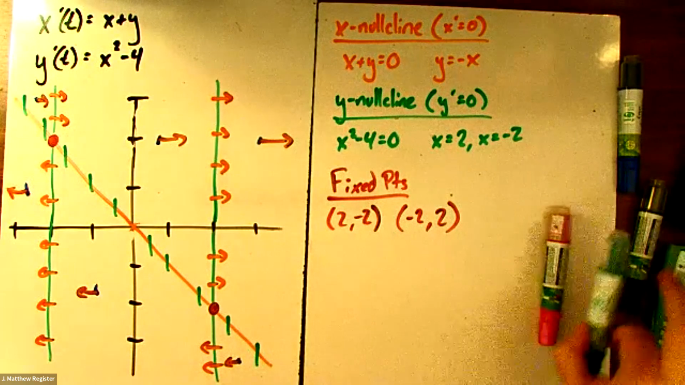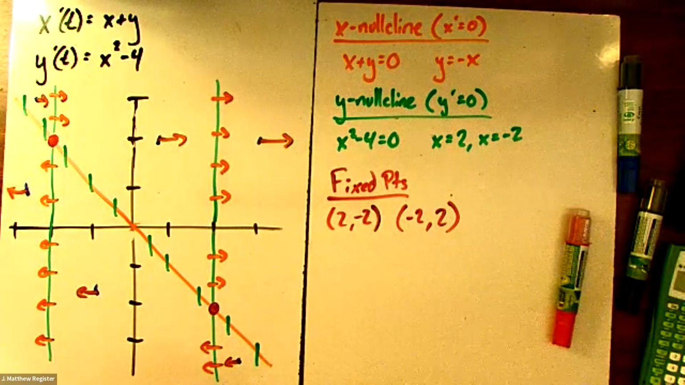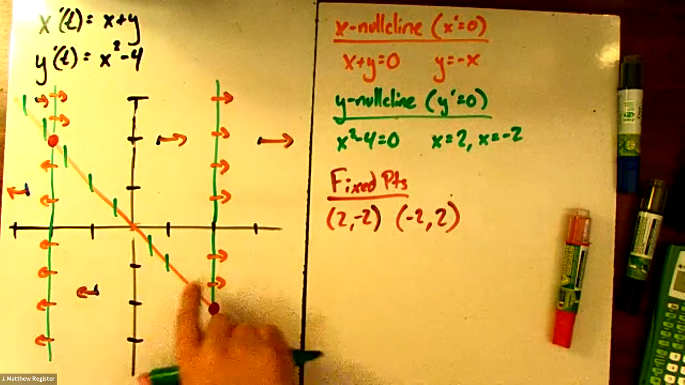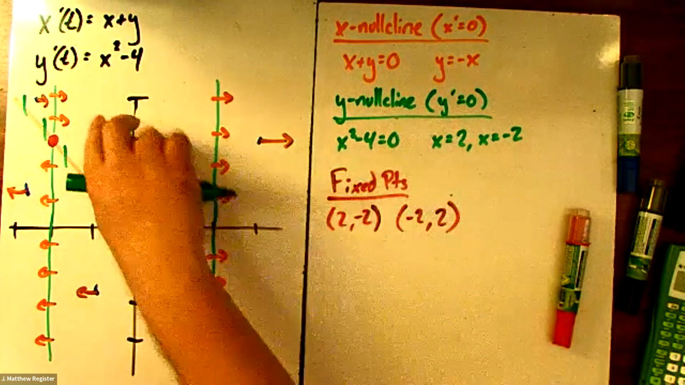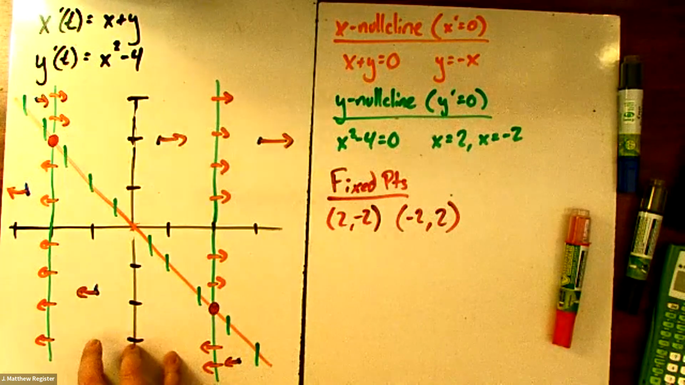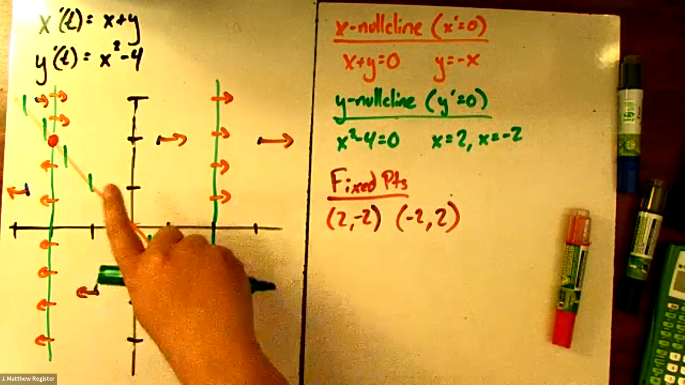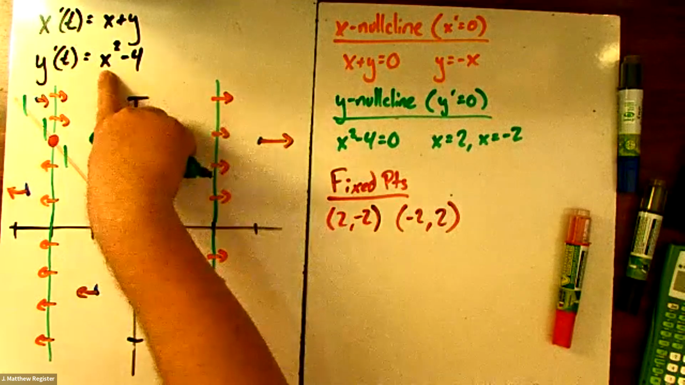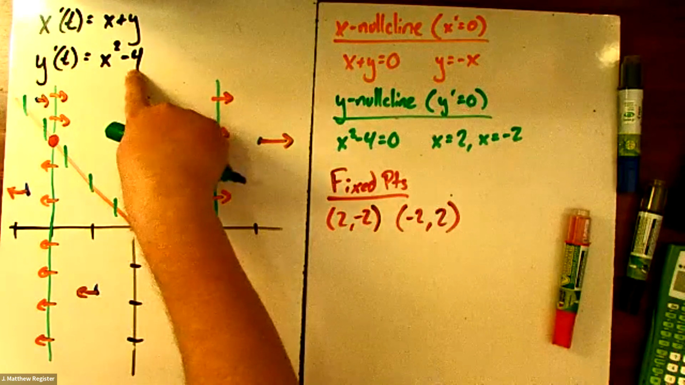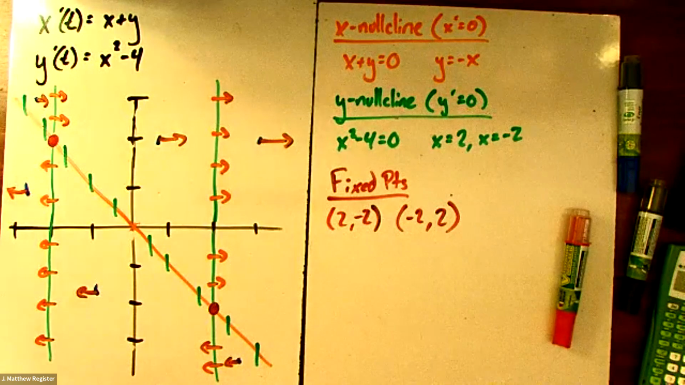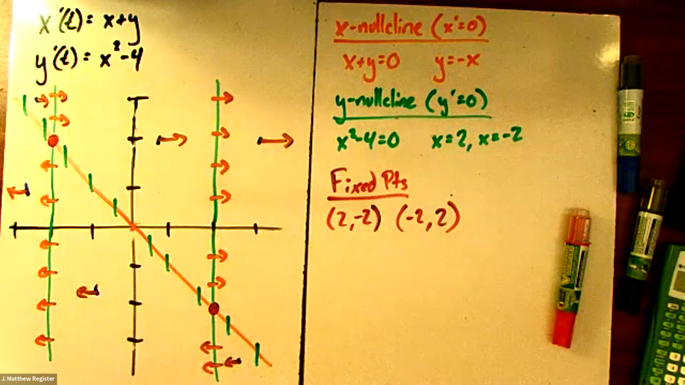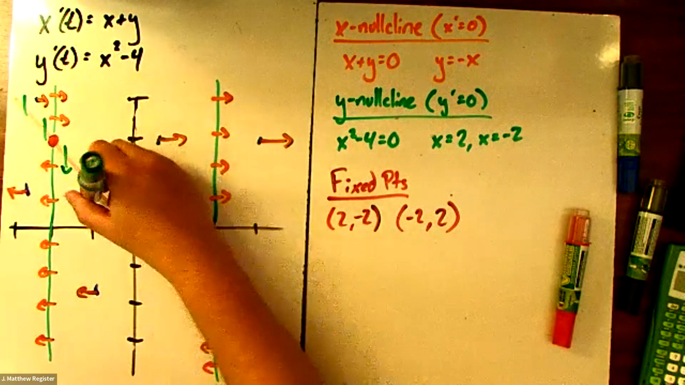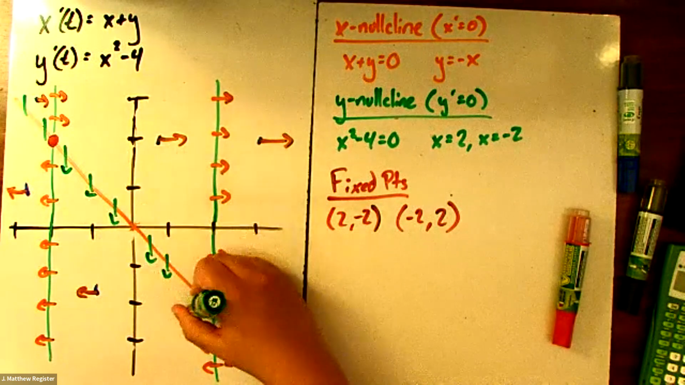For the Y direction, same idea. But now notice we have 3 different regions when we are just looking at the Y null line. If we are somewhere in this central region, let's say that we are at 0, 0. At 0, 0, we would get 0 squared minus 4, which is -4. That tells us that we are going to be having negative Y values or negative Y prime values for everything in this central region, including on this X null line.